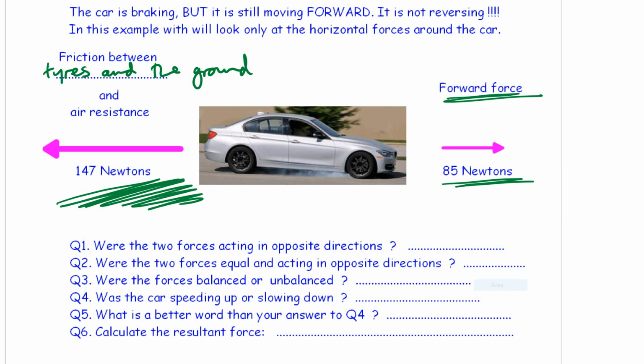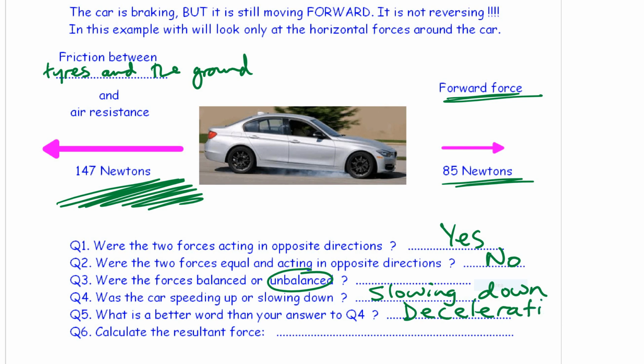Now, question 1. Were the two forces acting in opposite directions? Yes, of course they were. Were the two forces equal? No. Were the forces balanced or unbalanced? They were unbalanced once again. Was the car speeding up or slowing down? It was certainly slowing down. What's a better word for your answer to question 4? Slowing down is decelerating. There's only one C here for decelerating.